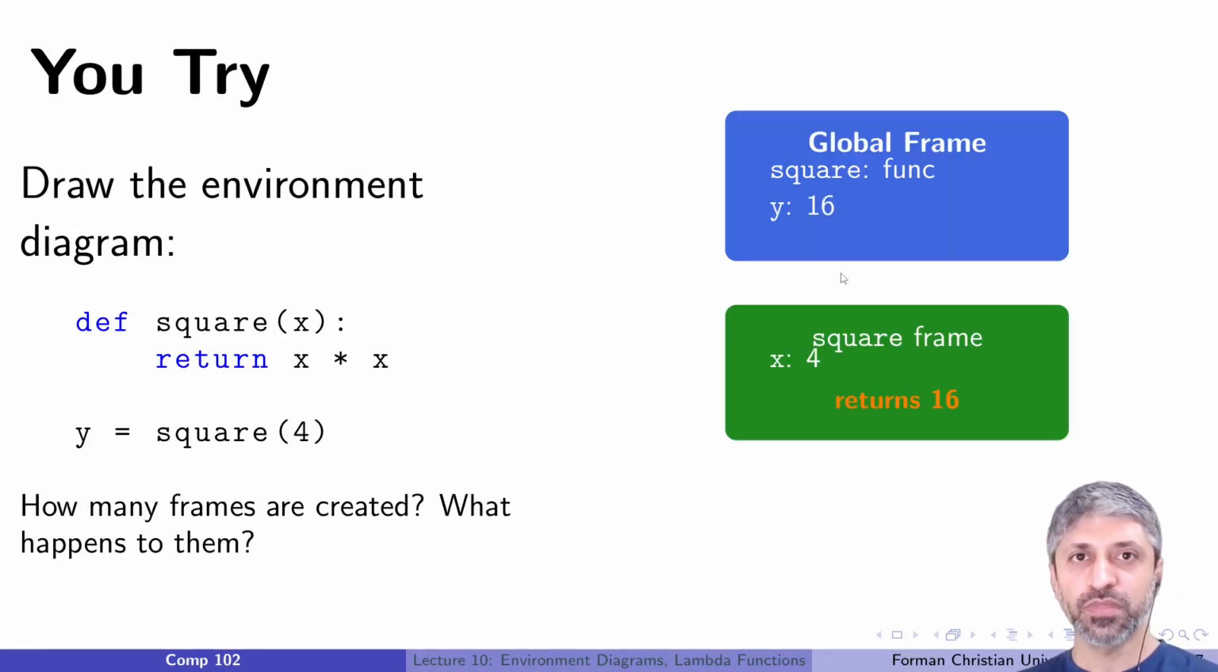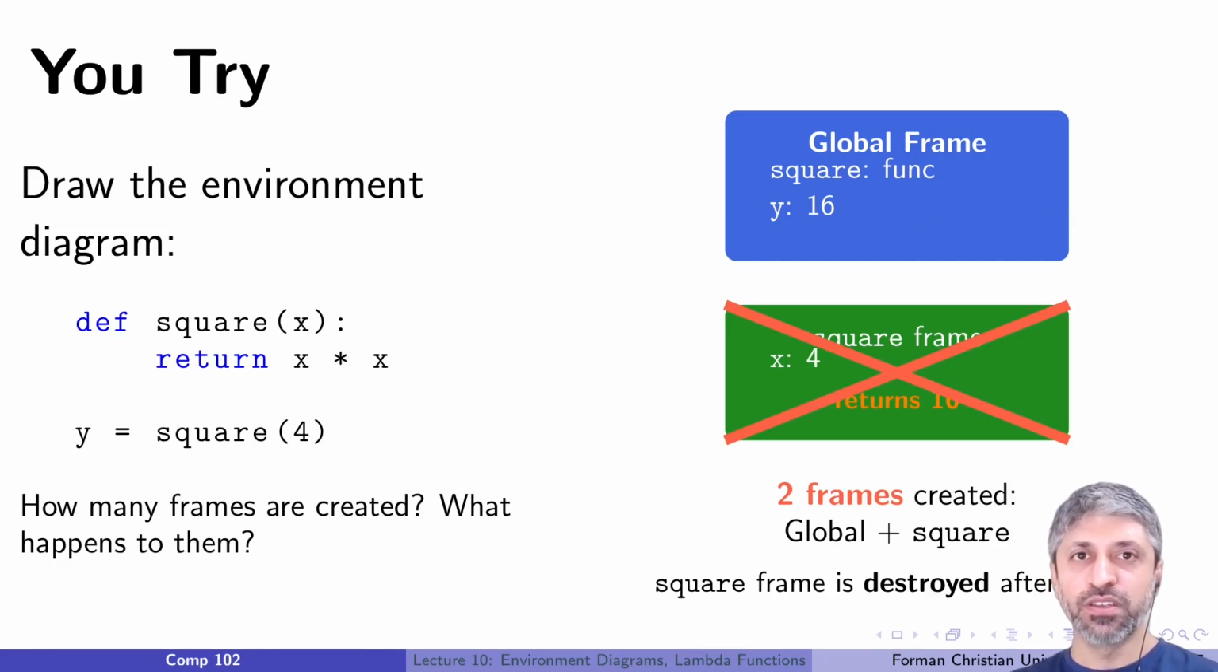So we end up with 2 frames in total. The global frame holds square as a function object and y with the value of 16. And the square frame, which is the function frame, has x bound to 4, and it computed and returned 16, and then it gets destroyed. So if you got that right, excellent. If not, try rewinding and trace through it again.